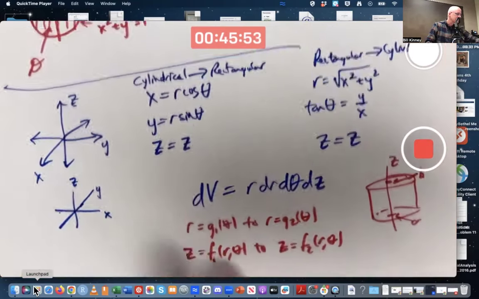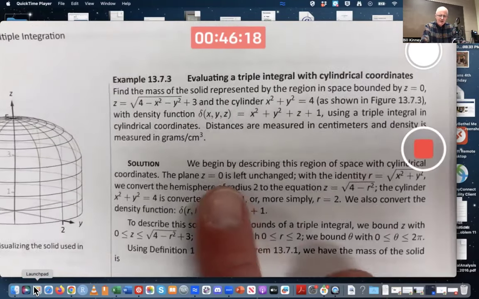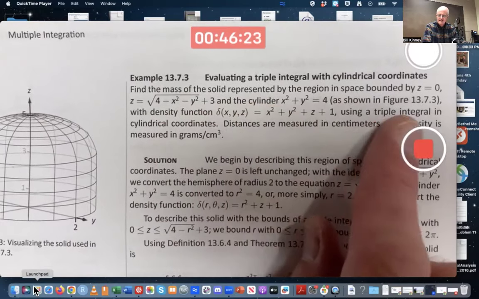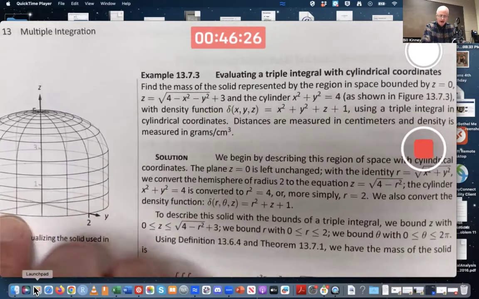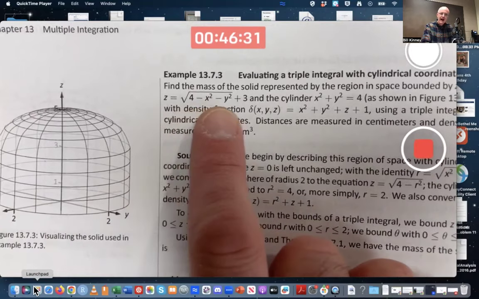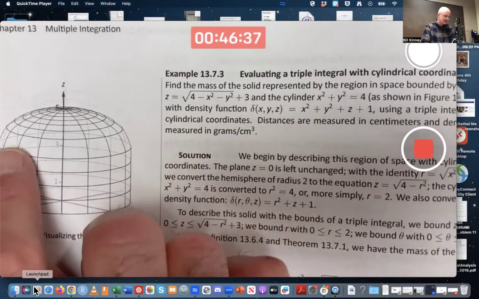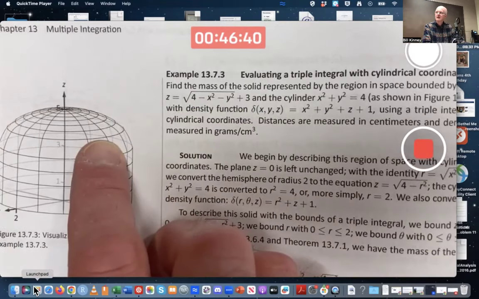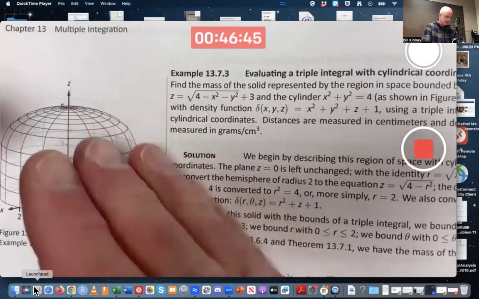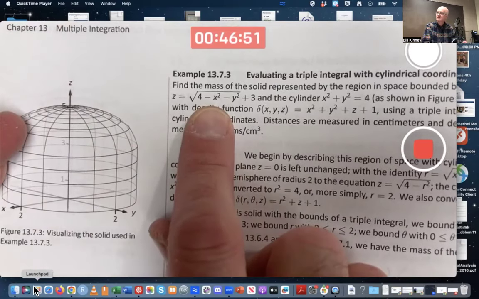Are there any good examples in the book? This is supposed to be maybe a good example. Evaluate a triple integral with cylindrical coordinates. Find the mass of the solid represented by the region in space bounded by z equals 0, which is the xy plane down at the bottom of this bird cage, I guess you'd call it. And z equals that equation. Evidently, the graph of that is the top of the bird cage. The sides are not part of the graph of this.